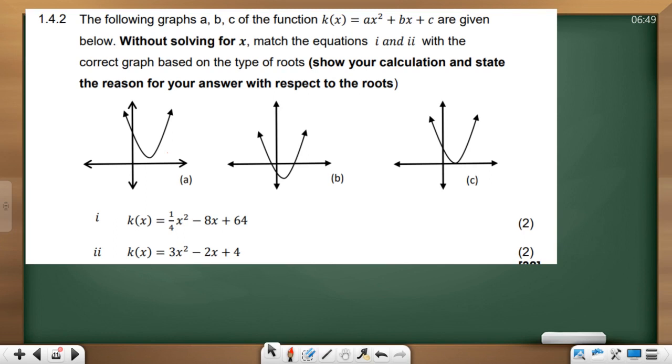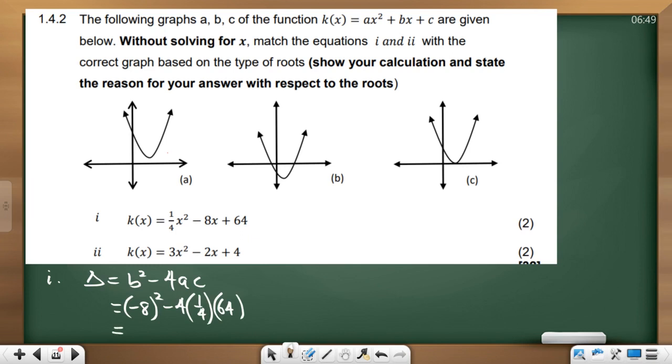Oh, but they said we should not solve for x. Let's look at the first one. We're not going to solve for x. Relax. For number 1, all we need to find is our discriminant. That is what determines my nature of root. Now for that, what is my b? My b is negative 8. Don't forget your signs. Minus 4. What is my a? My a is 1 over 4, and my c is 64.